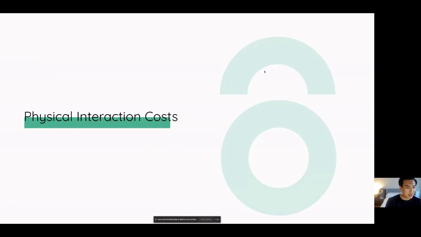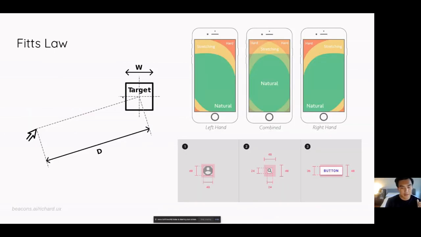So the next concept here is physical interaction costs. First concept, Fitts' Law basically says that the difficulty or time it takes for somebody to tap on a target, either using their mouse on desktop or using their finger on mobile, is proportional to the distance between their pointer and the target, and also the width of the target. So let's say this target here, I'm trying to click on it. If my mouse is right beside it, obviously very easy.